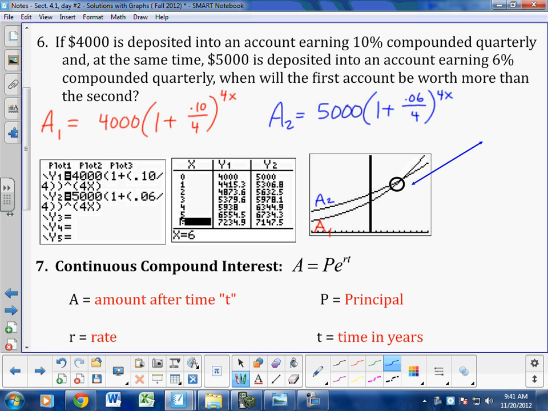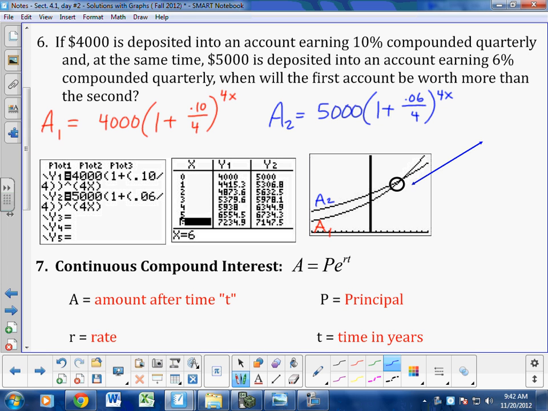After 1 year, A sub 1 is 4,415.30. A sub 2 is 5,306. I haven't caught up, right? But I'm making ground. I'm less than $1,000 difference. After 2 years, I'm about $800 difference. After 3 years, see what I'm catching? The question is, when will the first account have more money than the second account?